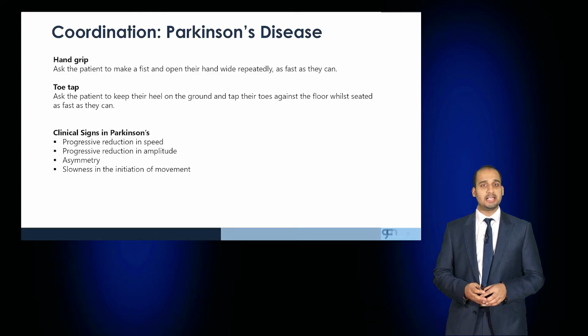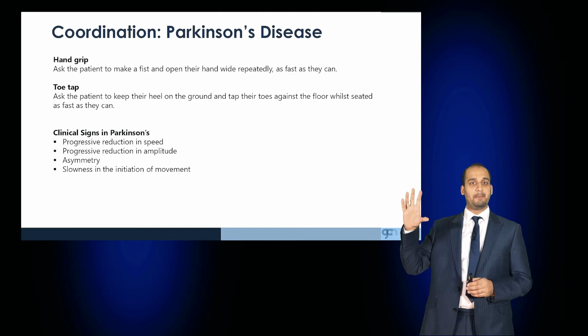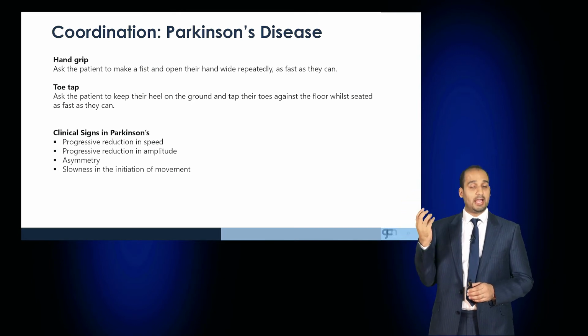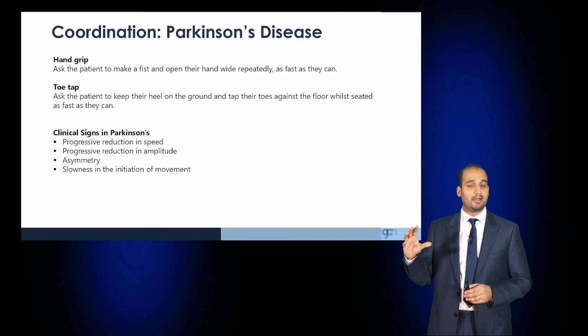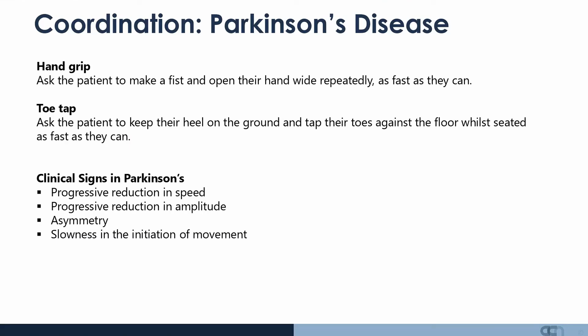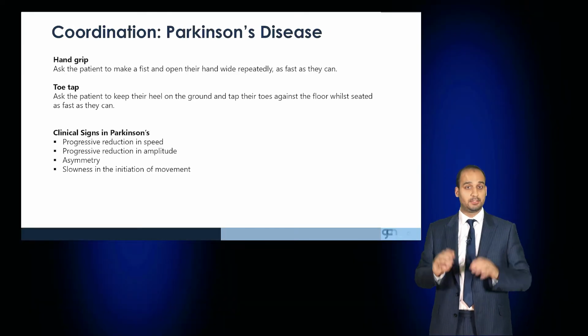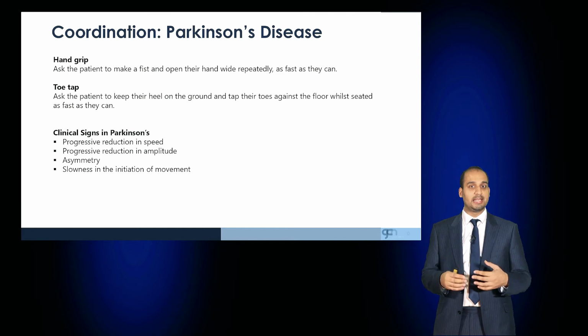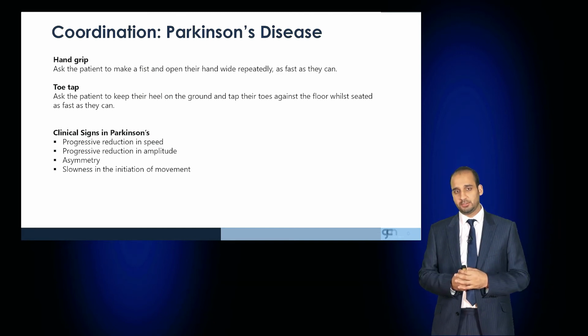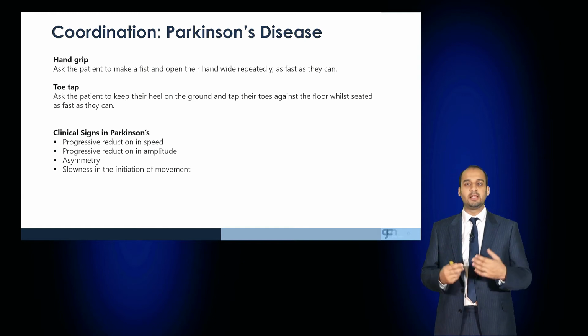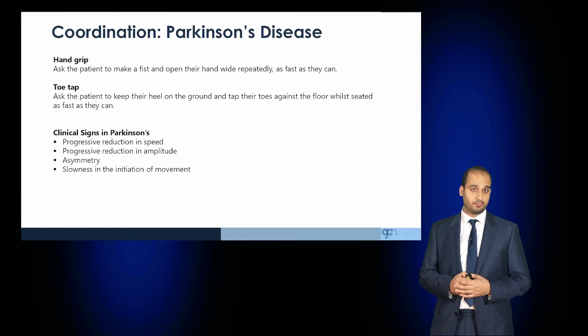Coordination. You can ask the patient to make a hand grip repetitively, and what you will notice is their level of hand grip will slow down as they progress, and the width of movement will decrease. To examine coordination, you can additionally ask them to tap their toes against the feet as fast as they can. And again, you'd find a reduction in speed, a progressive reduction in amplitude and asymmetry, as well as a slowness in the initiation of movement.